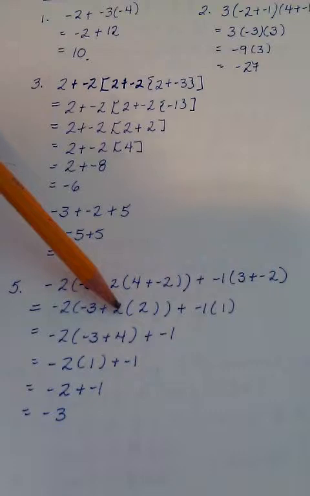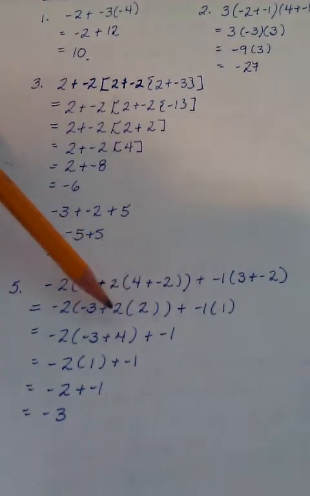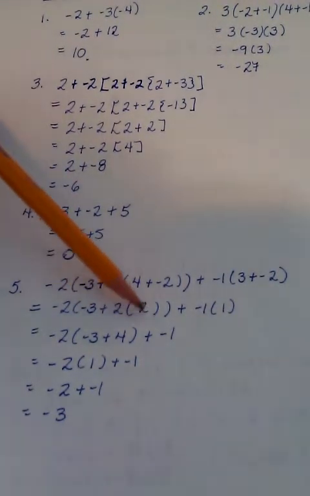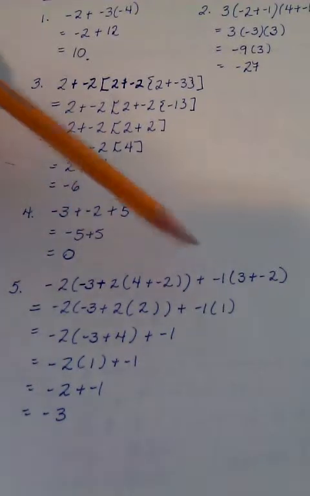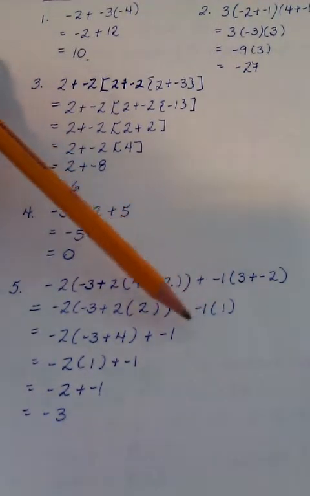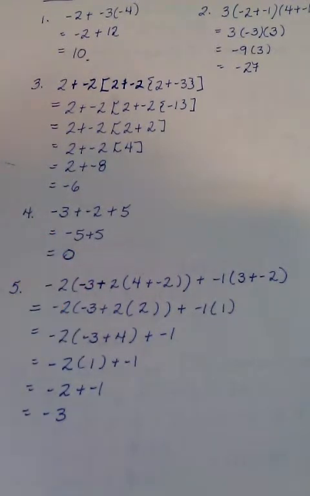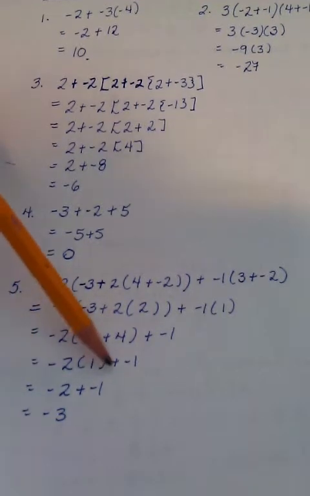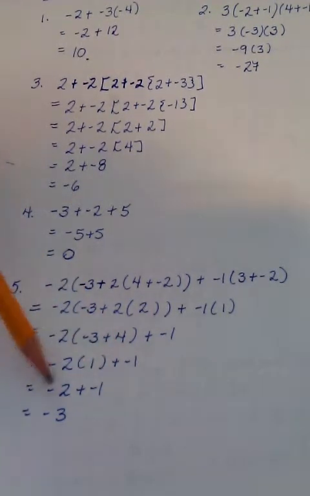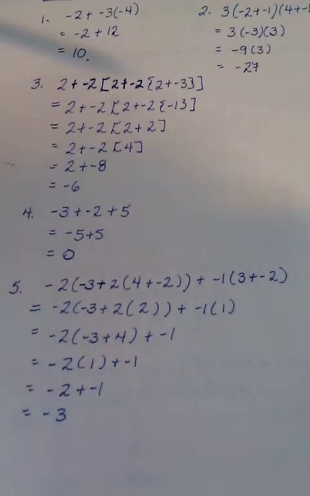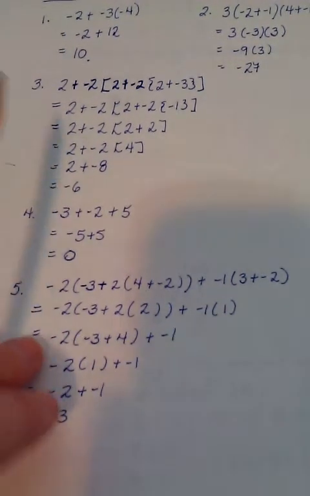Inside here, I'm going to go ahead and do my multiplication first before I do adding. So 2 times 2 is 4. And here I went negative 1 times 1. That gave me a negative 1. Here, negative 3 plus 4 leaves me with a 1. Then I go negative 2 times 1, which gives me a negative 2. And that negative 1 just comes down. And negative 2 plus a negative 1 gives me a negative 3.